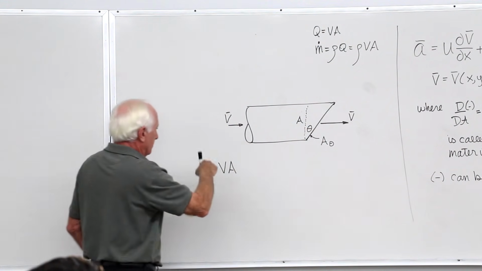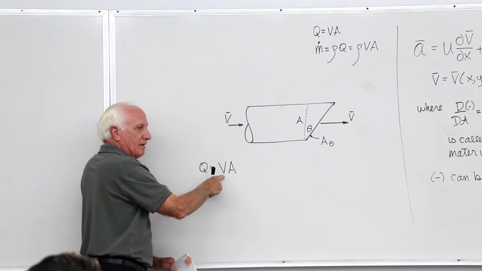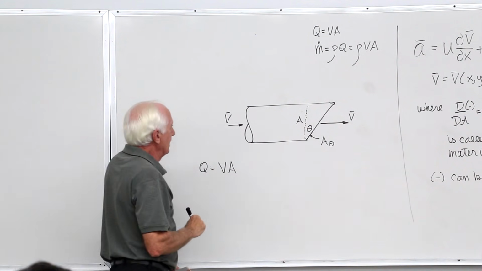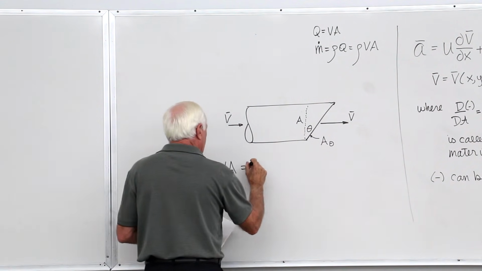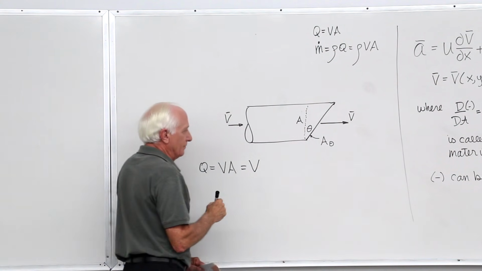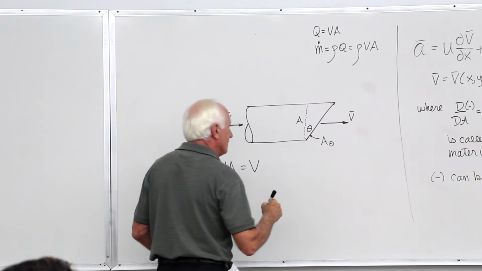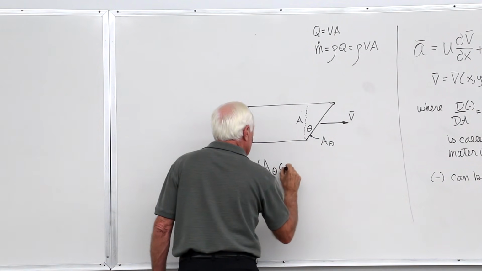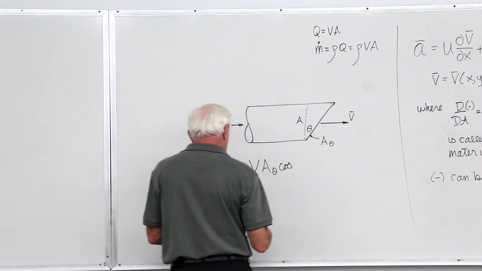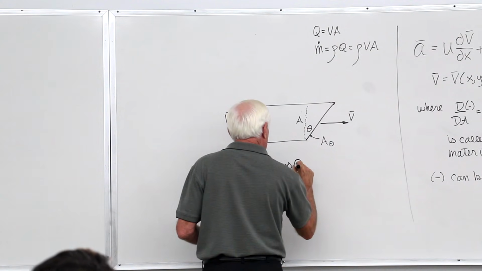So the volumetric flow rate Q equals the average velocity times the area. Okay, let's rewrite this a little bit. Write it in terms of A theta. Get rid of A, make it A theta, so A theta times the cosine of theta.